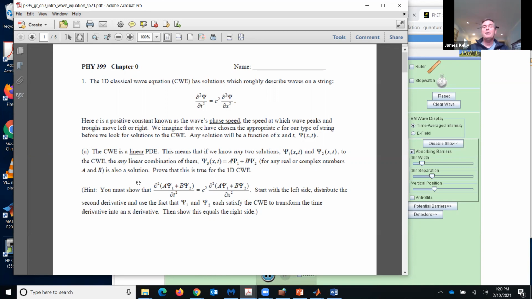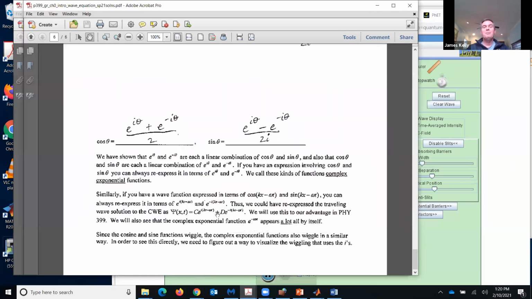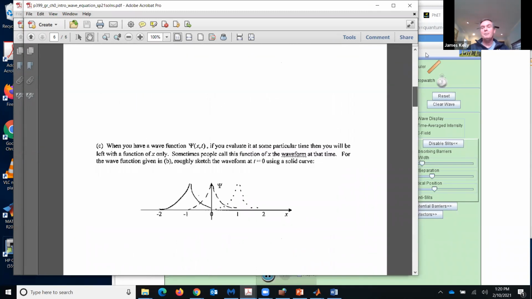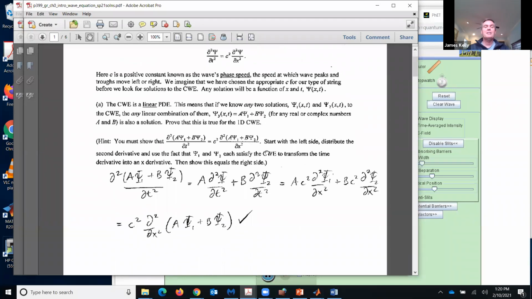So we want to show that what I'm circling right here, the combination A times psi1 of x and t, plus B times psi2 of x and t, where A is a constant and B is a different constant, satisfies the classical wave equation. We take as our assumption that psi1 satisfies this equation, and separately psi2 satisfies this equation. Usually when I've done this worksheet before, either it's pretty clear to people at the beginning or it's horribly confusing as to how to proceed.